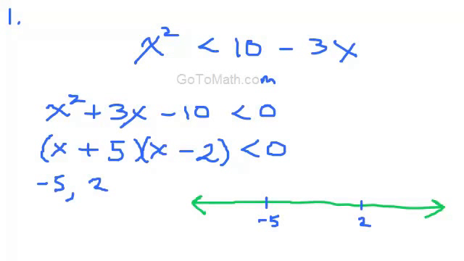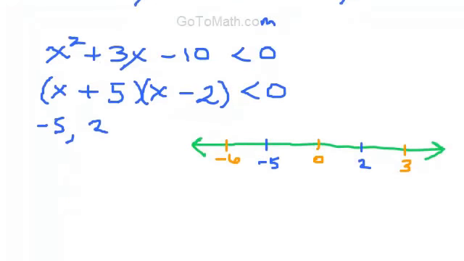The next thing we'll want to do is use what are called test points. I'll use a different color for test points. So pick a number to the left of negative 5, and how about negative 6? That's a good one. Then we'll pick 0, and always pick 0 if you can. And then we'll pick a 3 here, because it's easy to plug 0 in and find out if it's negative or positive. And so that's what we're going to be doing now.